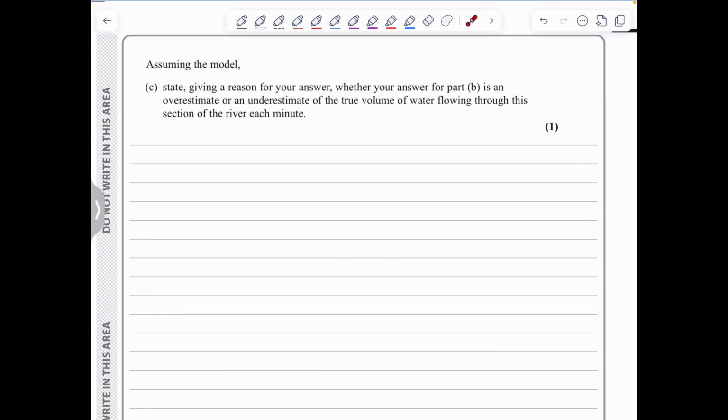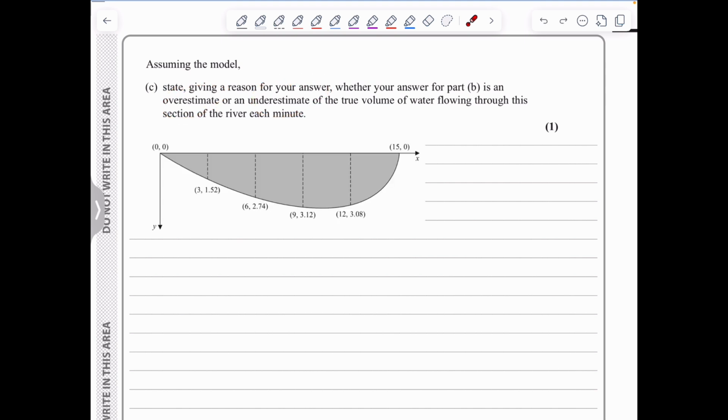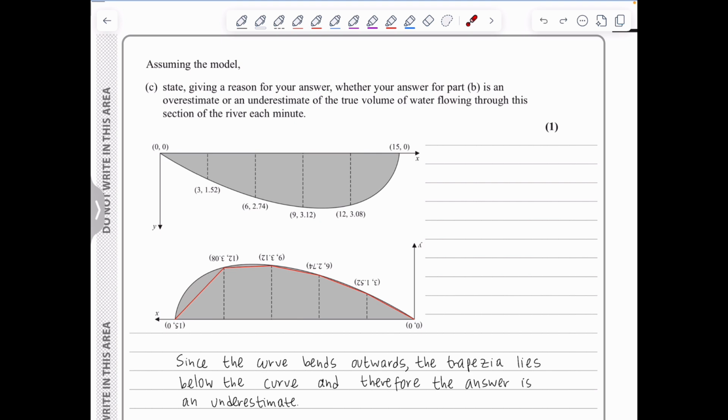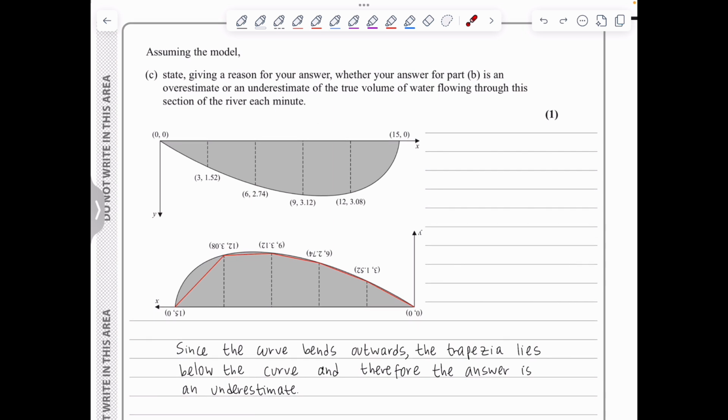And finally, in part C, assuming the model, we need to state, giving a reason for our answer, whether our answer is an overestimate or an underestimate. Well, this was the graph we originally had. Let me flip it around so that the y-axis goes positively upwards. If I draw my trapezia, I can see that all of the trapezia lie below the curve, so all of this area is missed, is not caught by the trapezium rule, and therefore I will simply say that since the curve bends outwards, the trapezia lies below the curve, and therefore the answer is an underestimate. Please be careful, you need to mention the word trapezia here to get the mark.